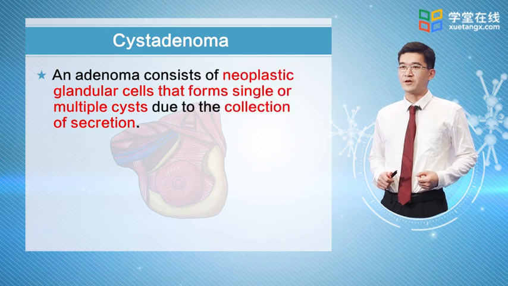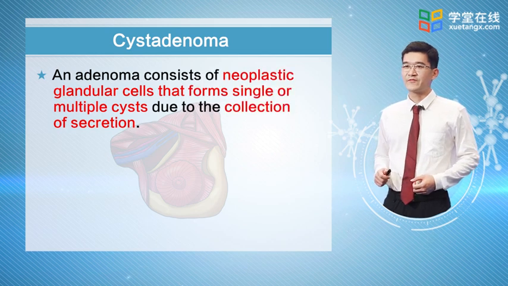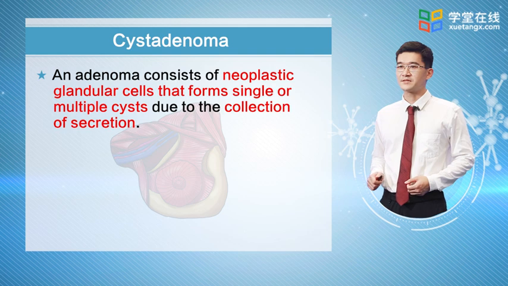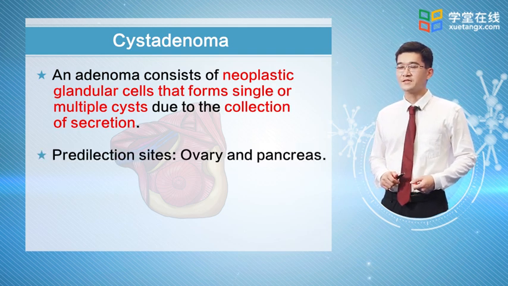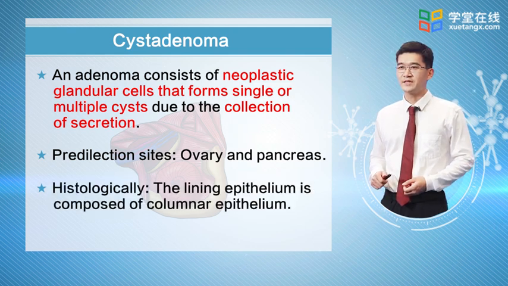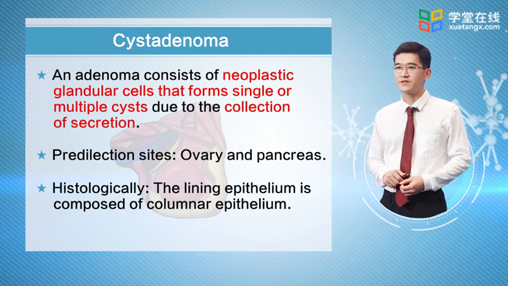Cystadenoma consists of neoplastic glandular cells that form single or multiple cysts due to the collection of secretion. They may be found in the ovary or pancreas. Sometimes, especially in the ovary, there is proliferation of epithelium within the cyst, often in the form of papillary structures, and the term papillary cystadenoma is used.